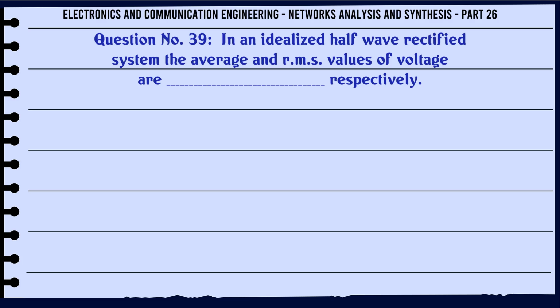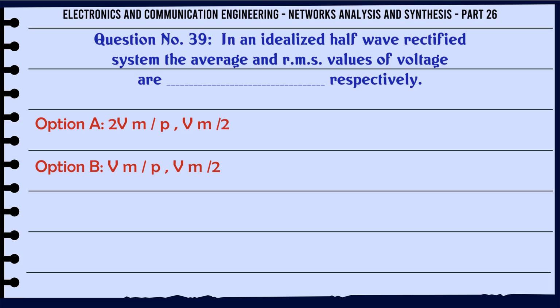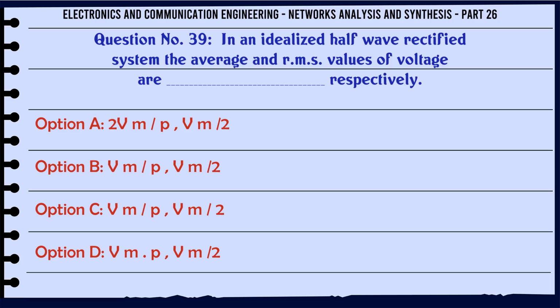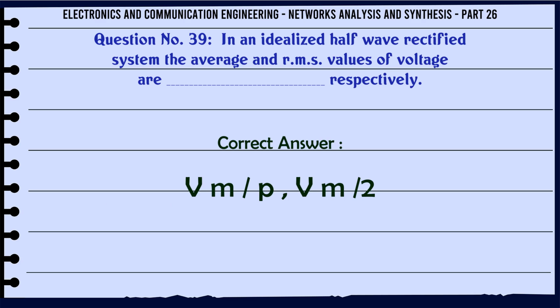In an idealized half-wave rectified system, the average and r.m.s. values of voltage are respectively A. 2Vm/π, Vm/√2, B. Vm/π, Vm/2, C. Vm/π, Vm/√2, D. Vm/π, Vm/2. The correct answer is Vm/π, Vm/2.